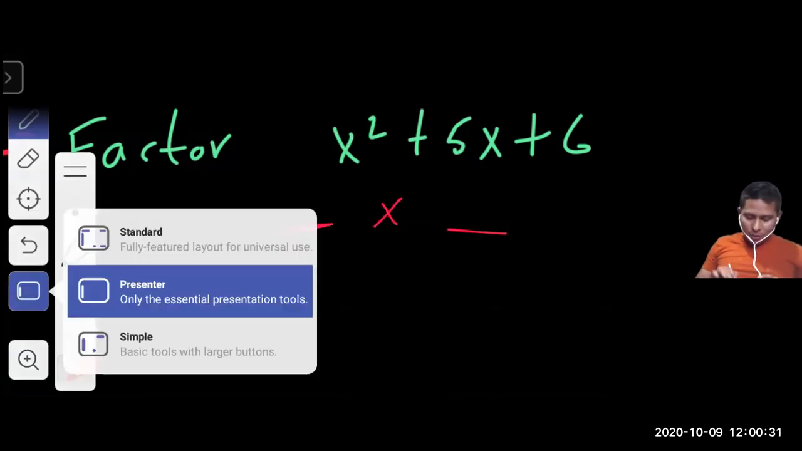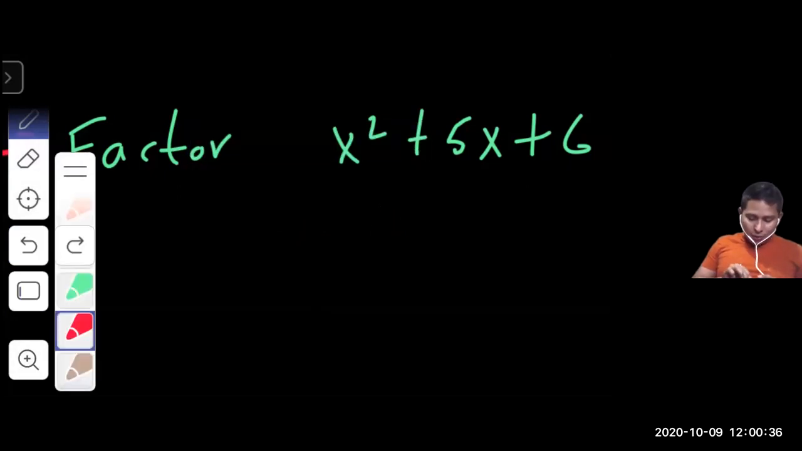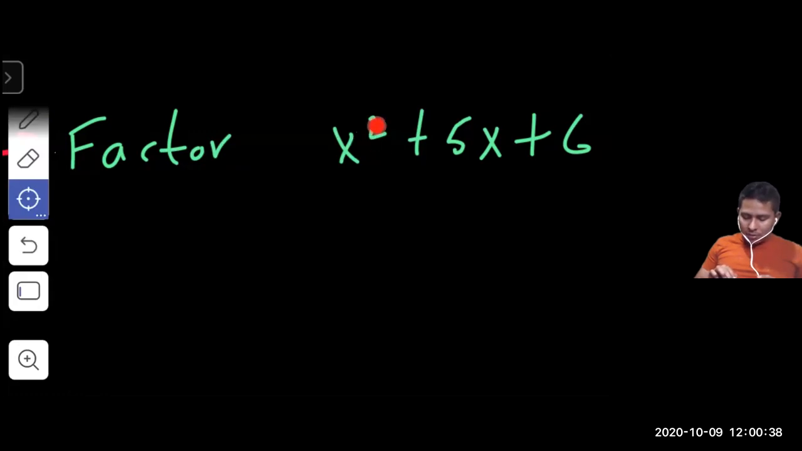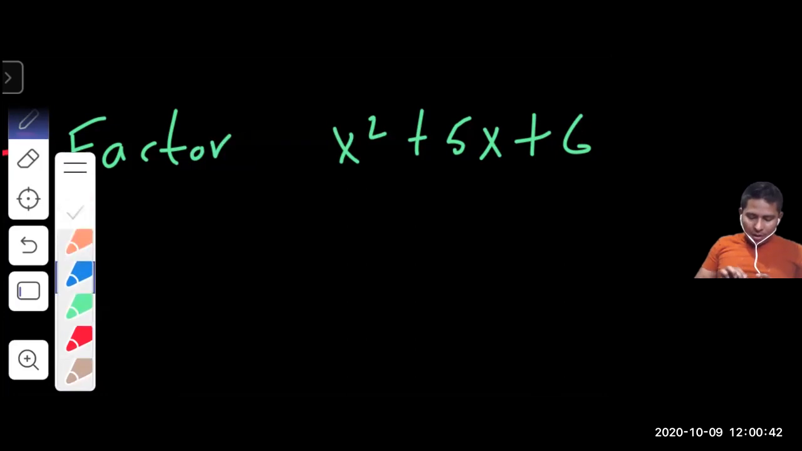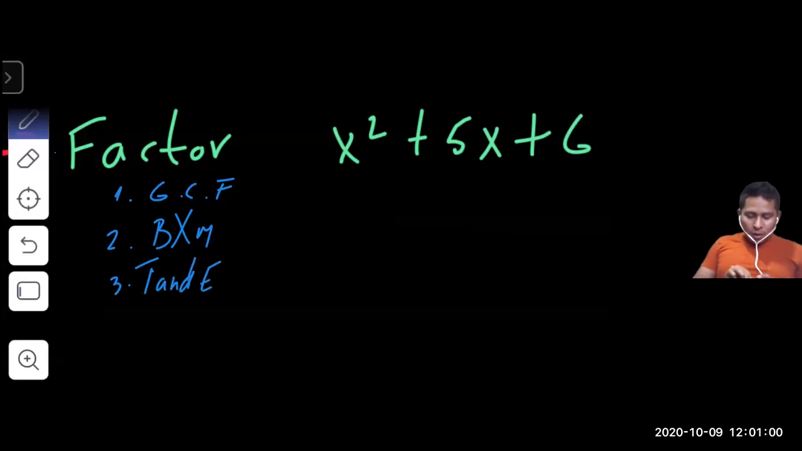Something multiplying something else. And how do I do that, guys? Let me explain. We have different methods. This is a quadratic trinomial. Quadratic, to the second power, and 1, 2, 3, trinomial. The first method, I think, is the greatest common factor. The second method is the big X method. And the last is trial and error. Okay, we're going to start off taking a look if we can use the greatest common factor.